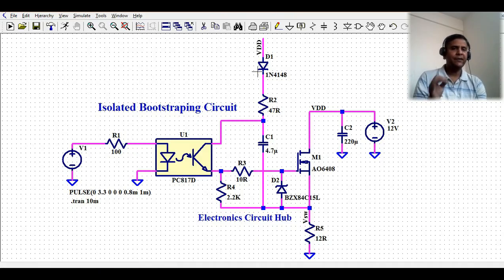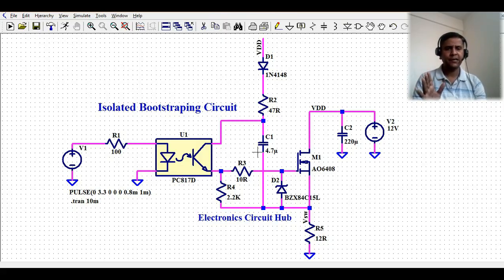So D1 is the bootstrap diode, R1 is the bootstrap resistor, and C1 is your bootstrap capacitor. In a bootstrapping circuit, you require only three important components: D1, R2, and C1 in our case, one resistor, one capacitor, and one diode, right? Let us understand now how this circuit works.